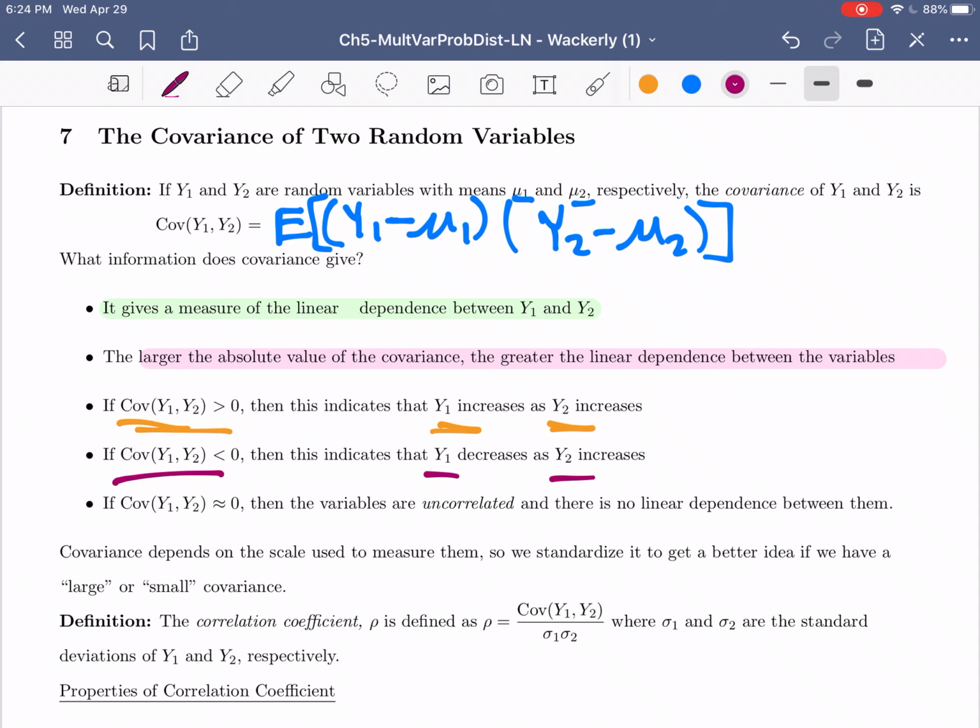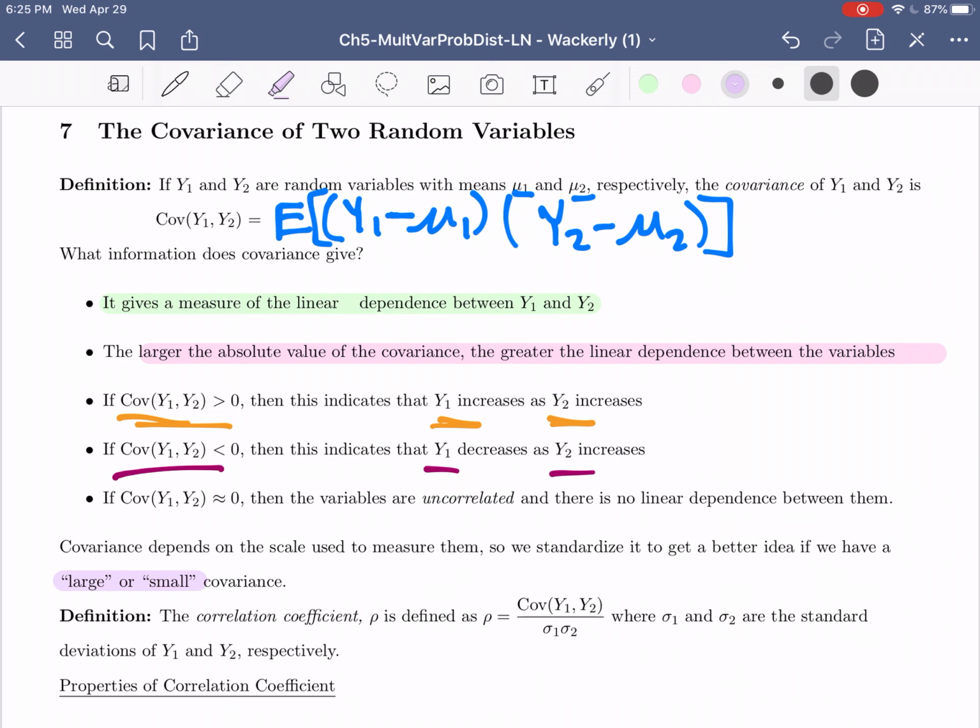Now, when we say they're uncorrelated, we're thinking they're uncorrelated linearly. They could possibly still be correlated with some nonlinear relationship. That value of the covariance depends on the scale used to measure them. And so we can standardize this covariance, so we can have an idea if the covariance we happen to get is a large covariance or a small covariance. What does it mean to have a large or small covariance? It depends on what scale we're using.